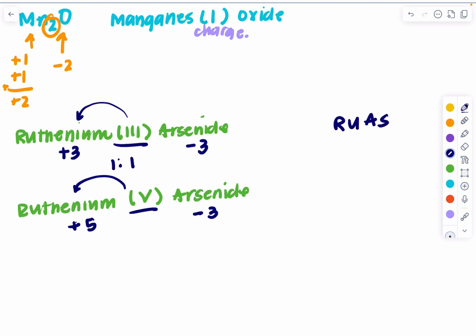RuAs. For ruthenium(V) arsenide, this is a little bit tricky. What we can do is just use a little happy face. The 5 is going to go to arsenide. The 3 is going to go to ruthenium. So we have Ru3As5. Okay, so it's just a little introduction to monoatomic compounds, monoatomic ions, sorry.